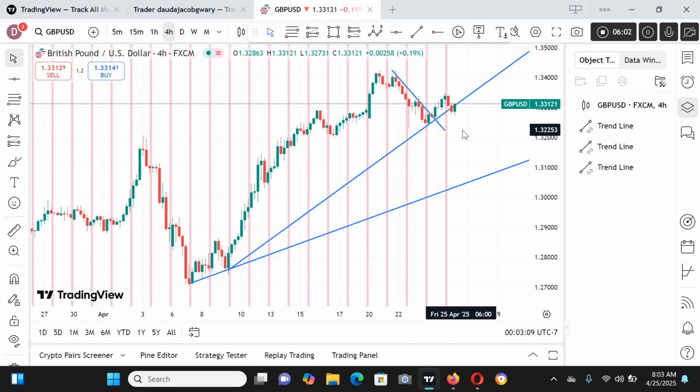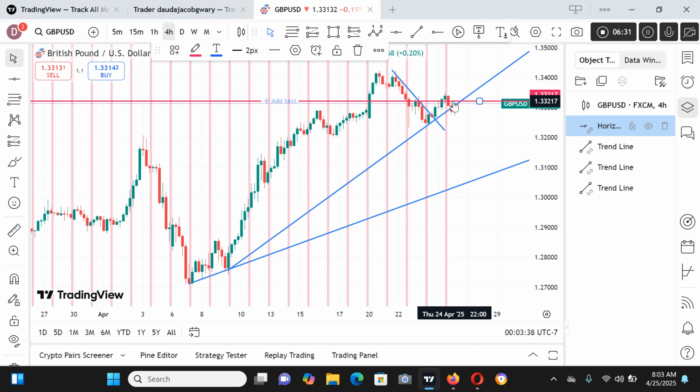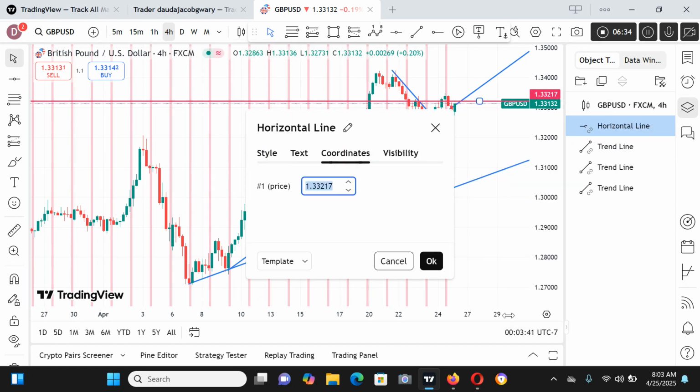And even with the psychological level alone, you can use it as a strategy to make very good profit in the market. So we proceed to the 4 hour time frame, like I said earlier, it works on all the time frames. So we now go and pick our horizontal line tool, and we look at where the market is at currently. Then we place our horizontal tool there and look for a round up number.